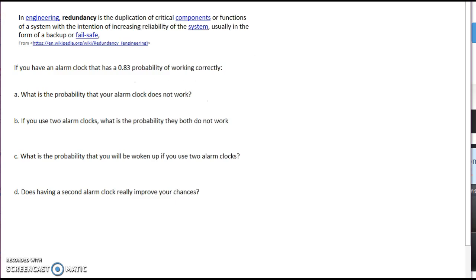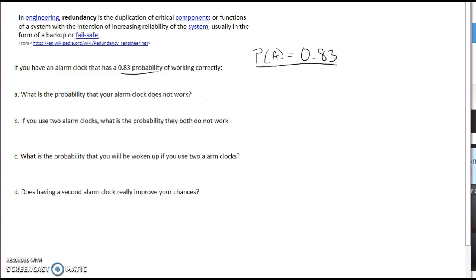So it says your alarm clock has a 0.83 probability of working, so we're going to find event A as your alarm clock working, and the probability of that is 0.83. Notice this is in decimal form. We could write this as a fraction or percent, but for the purpose of this problem, we're going to work with this as a decimal.